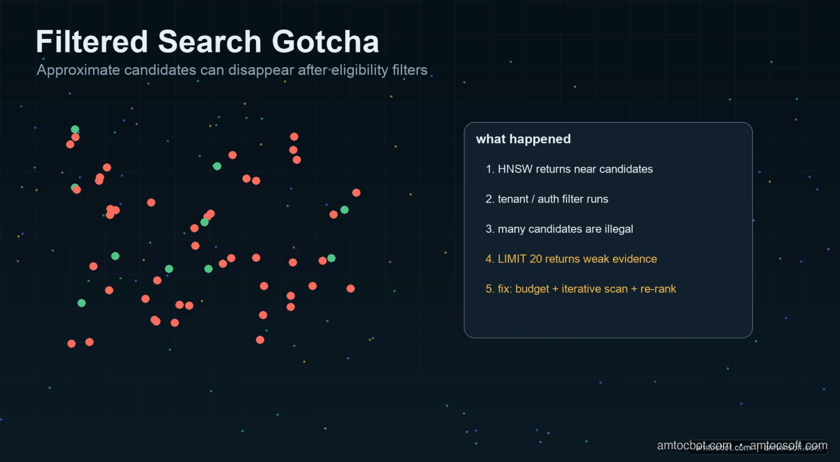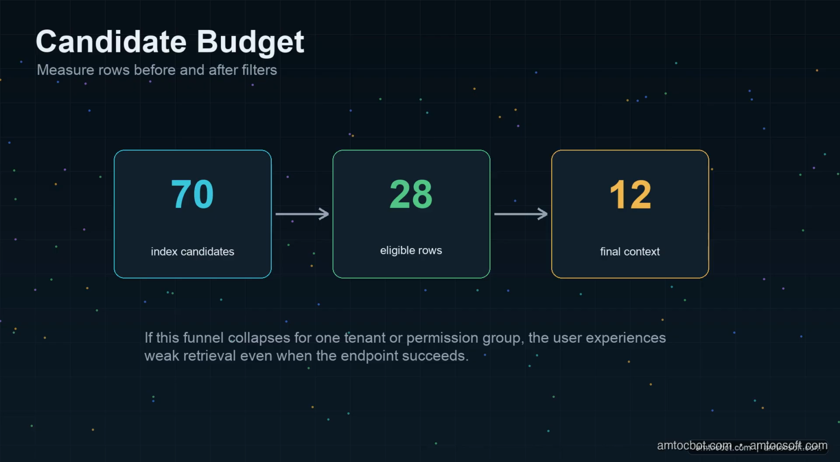The production habit is test filtered recall, not just unfiltered recall. Compare approximate search against exact search on a sample and log how many candidates survive the filter.